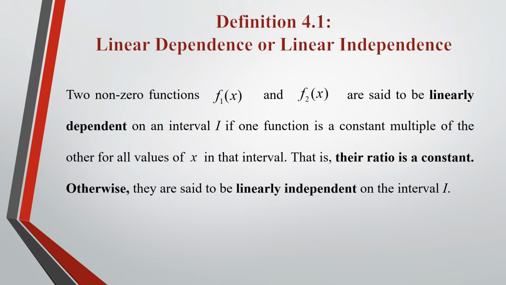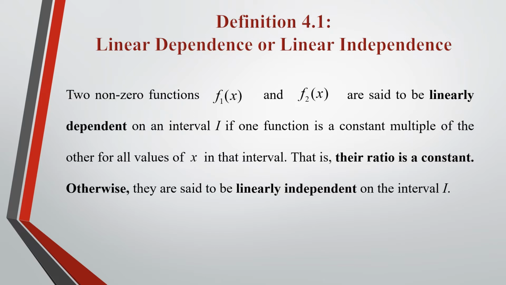Definition 4.1, linear dependence or linear independence. Let me read this slide. Two non-zero functions f1 of x and f2 of x are said to be linearly dependent on an interval I if one function is a constant multiple of the other for all values of x in that interval. That is, their ratio is a constant. Otherwise, they are said to be linearly independent on the interval I.